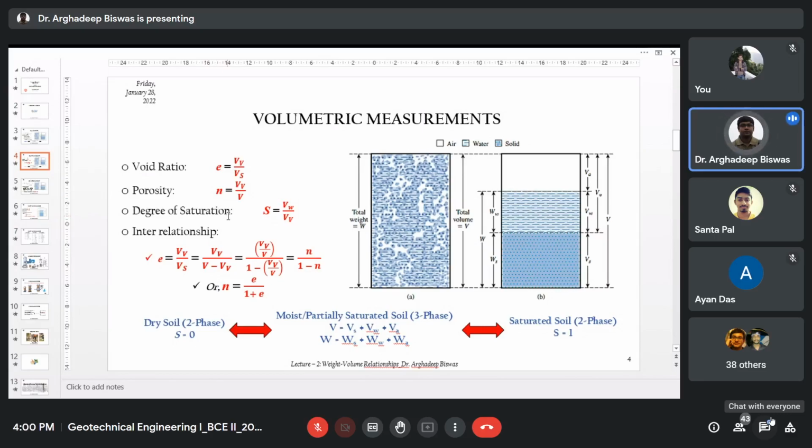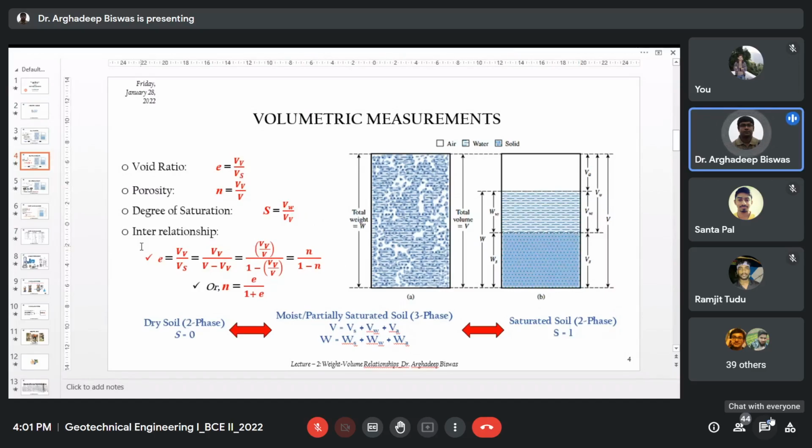Now degree of saturation. What I was saying, if something is completely occupied by something, that is called saturated. Now it may not be completely occupied, then some part will remain void, or we can say some percent of saturation. So that is called degree of saturation. That means how much of the available void space is occupied by water. Okay, so degree of saturation is volume of water divided by volume of void, right? So these are the three basic volumetric measurements.